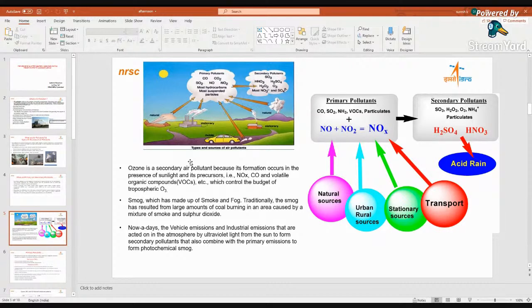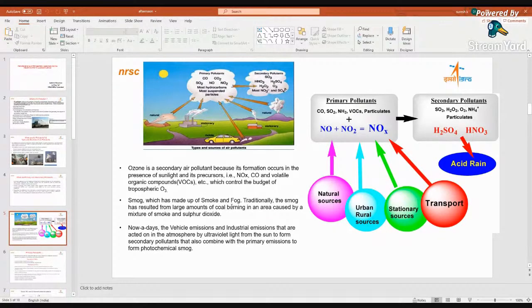For example, NOx, here I'm considering it as NO plus NO2. You can call it NOx, carbon monoxide, and the organic compounds. So these are nothing but these, and in the presence of sunlight, ozone formation takes place, so that you are calling it a secondary pollutant.